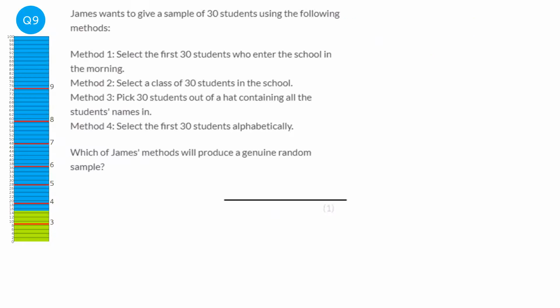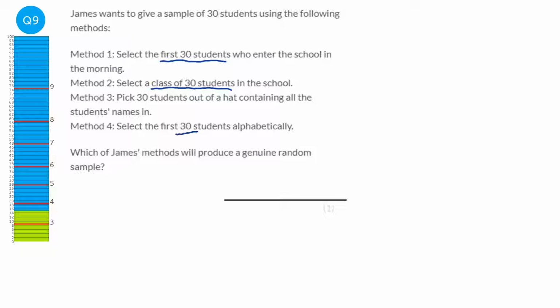The important thing when choosing a sample is that everyone has an equal chance of being picked. So if you look at method 1, picking the first 30 students who enter the school is going to have a bias because there might be a difference in the type of person who arrives early to school to the type of person who might arrive later. If we select a class in the school, then they're generally all going to be the same age. So if it's a year 7 class or a year 11 class, they're all going to be the same age.